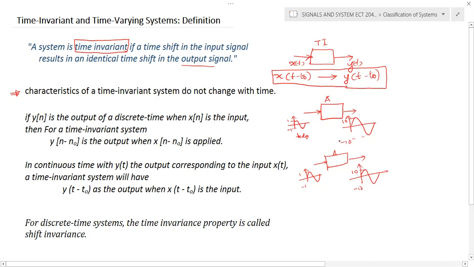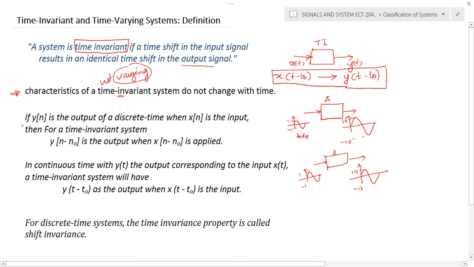So ideal systems we can call time invariant systems, but all other systems we can call time varying systems. So it is either time varying or time invariant. Don't confuse with this: invariant means not varying.